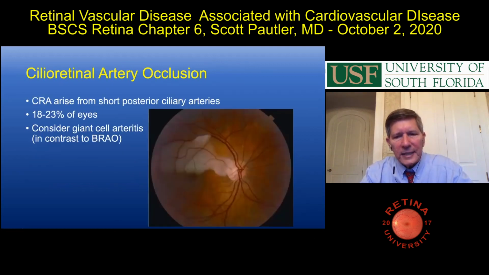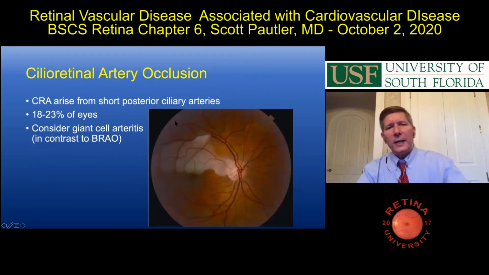Now, here is a cilio-retinal artery occlusion. We saw an example of that in central vein occlusion, but here's just an isolated cilio-retinal artery occlusion. It arises from the posterior ciliary arteries, and this is important: the artery arises from the posterior ciliary arteries, not the central retinal artery. So if you have a branch artery occlusion, you don't think of giant cell arteritis. If you have a cilio-retinal artery occlusion, you've got to consider giant cell arteritis. And I think that's an important point.